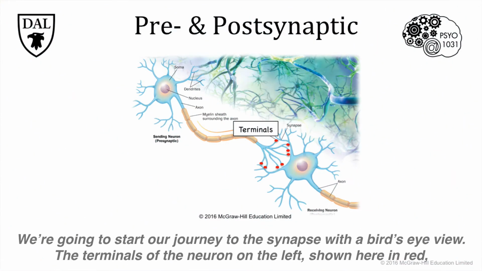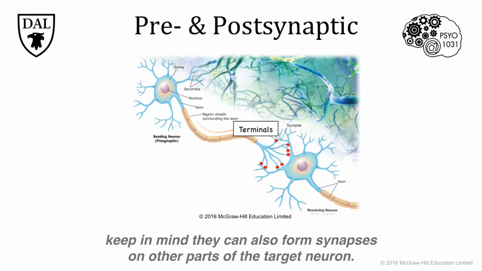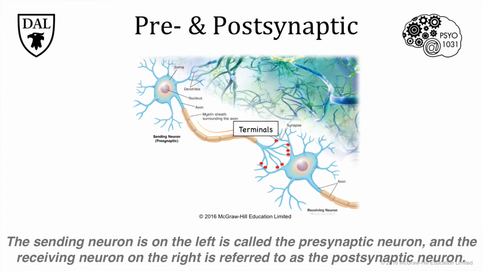We're going to start our journey to the synapse with a bird's eye view. The terminals of the neuron on the left, shown here in red, form synapses with the dendrites of the neuron on the right. Although most neuronal terminals synapse on dendrites, like you see here, keep in mind they can also form synapses on other parts of the target neuron. The sending neuron on the left is called the presynaptic neuron, and the receiving neuron on the right is referred to as the postsynaptic neuron.